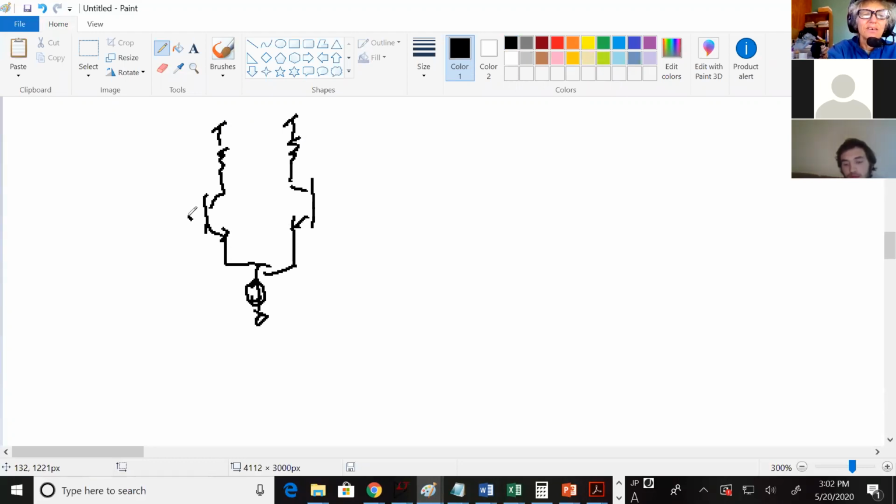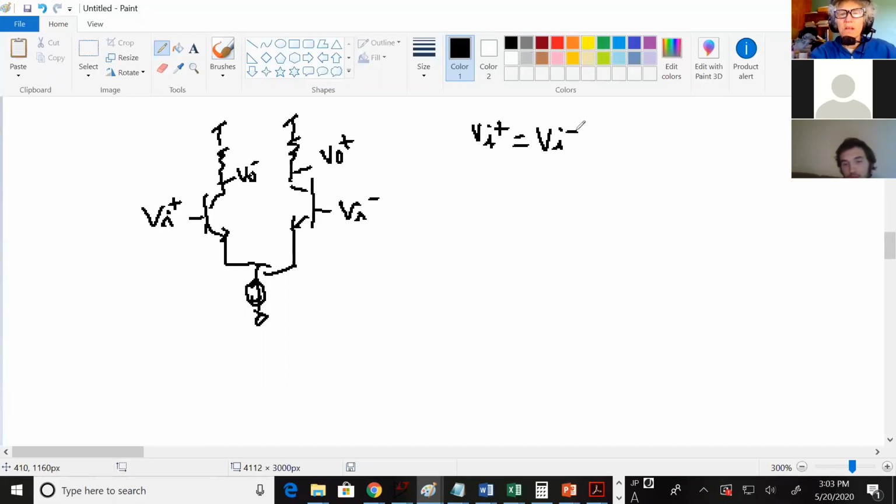Okay, and again, on all these metrics, if making VI plus equal to VI minus makes the problem easier, then do it. So if this is V out plus, V out minus, and you make VI plus equal VI minus, then what do you know about the currents through the two sides again? They would be ISS over 2. ISS over 2. You have it on both sides.